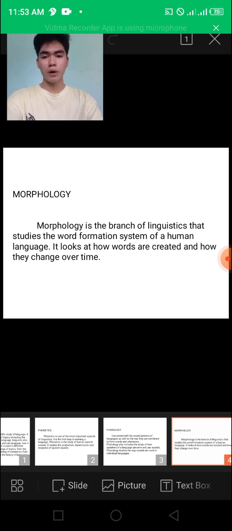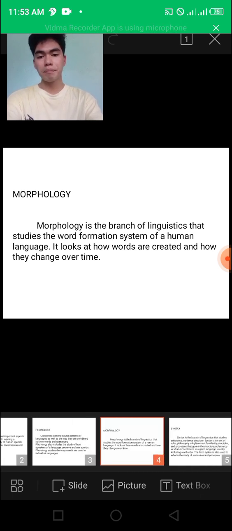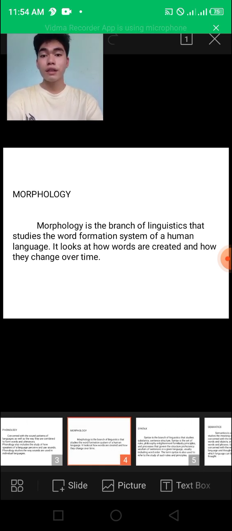For example, the word happy, right? When we put the prefix un and the suffix ness at the beginning and the end of the word, it becomes unhappiness. So it has three morphemes: the un, the happy, and the ness.